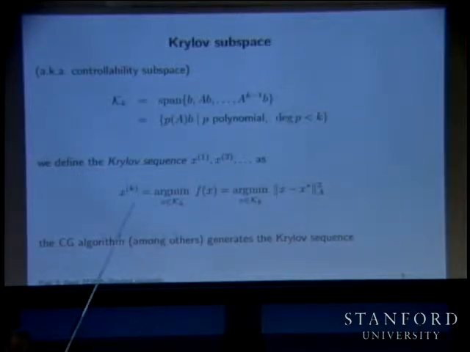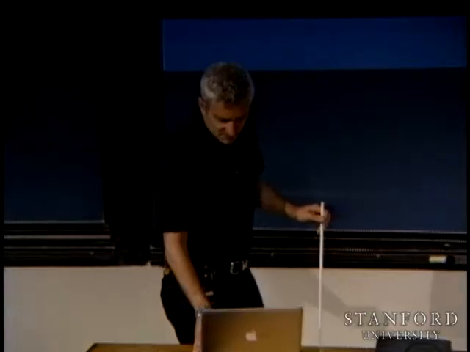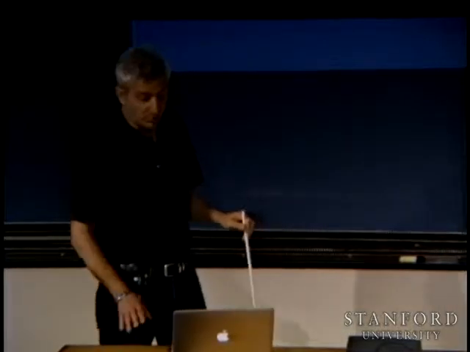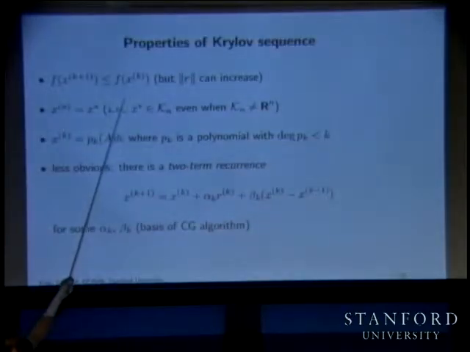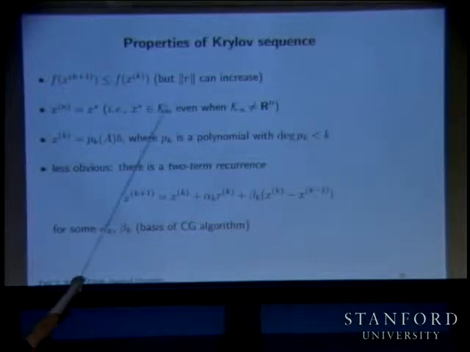Okay, so x_k is the minimizer of the quadratic function you're minimizing, over the Krylov subspace. And the CG algorithm and several others generate the Krylov sequence. That's actually the important part. Now, along the Krylov sequence, obviously this quadratic function that you're minimizing decreases. That's obvious because you're minimizing over a bigger and bigger subspace at each step, and that can't get worse. Now, the residual can actually increase.